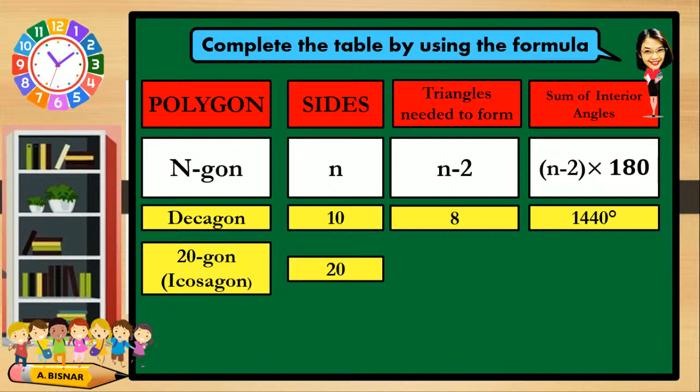Opo, Clark, your answer is 9. The answer is 8. Yes, Vince, nabasa ko. So what is the answer in here? If the given polygon is a 20gon, how many triangles are needed? And then, what is the sum? Again, you will subtract 2. And after you subtract 2, you will multiply it to 180.